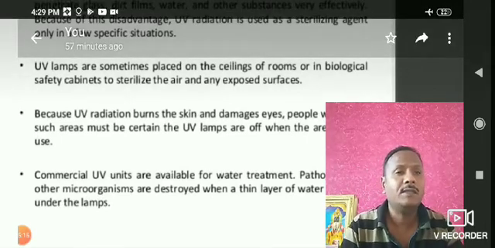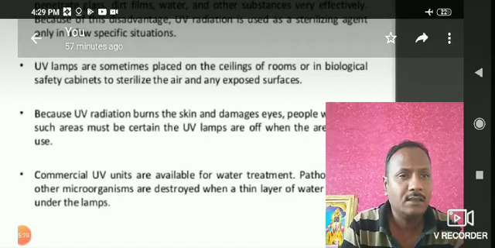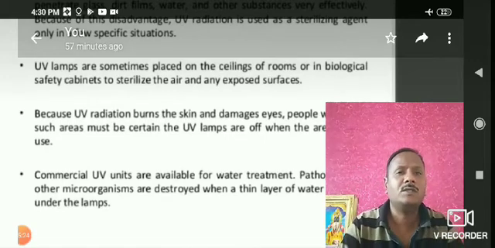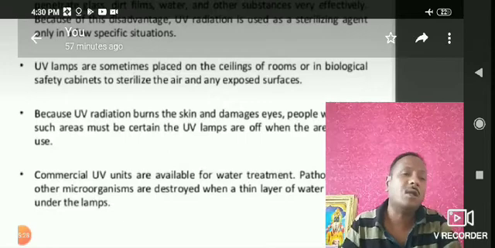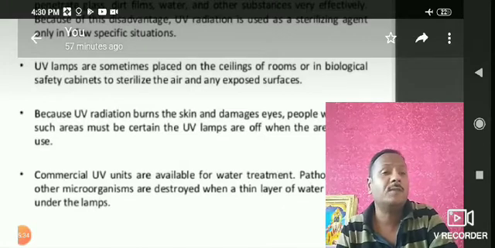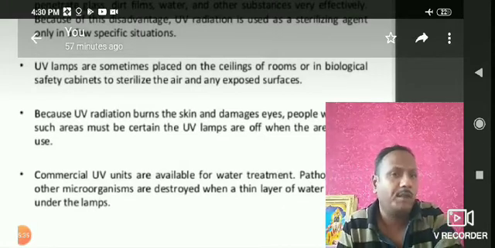We must avoid exposing the eyes or any other body parts to the light, because it is very harmful. That's why the switch button of UV lights is generally placed outside the door, so that the light does not expose the body parts.